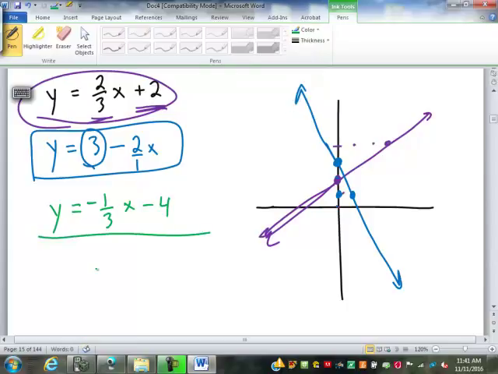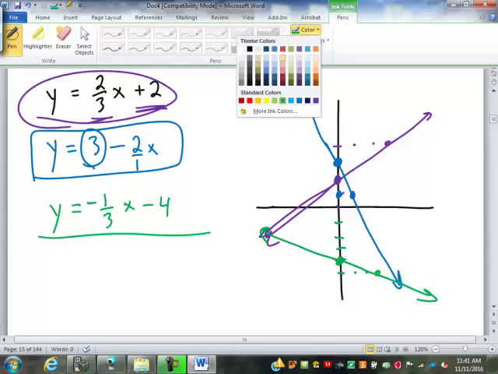The third one, where do we start? Down 4, negative 4. And from there, the slope is a negative 1/3. So we're going to rise a negative 1. We're going to go down 1 and run 3. Any questions on graphing so far?